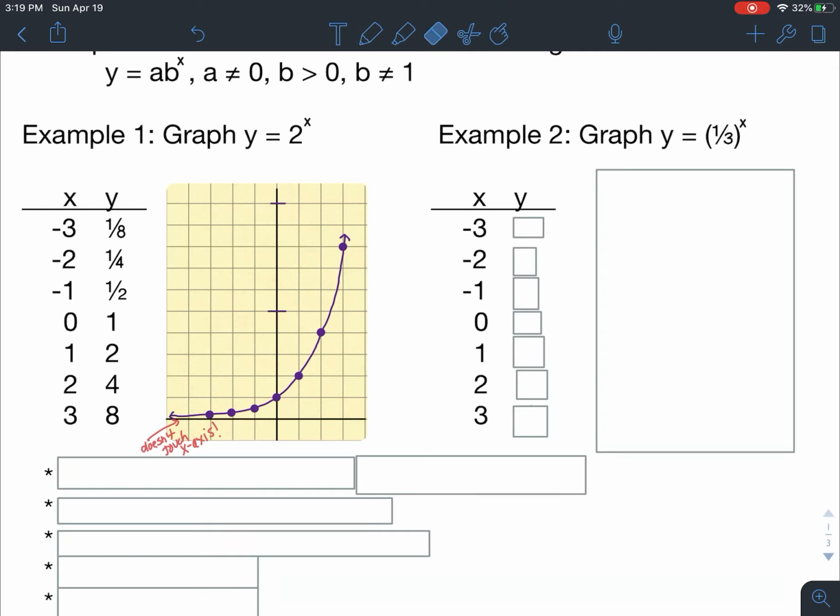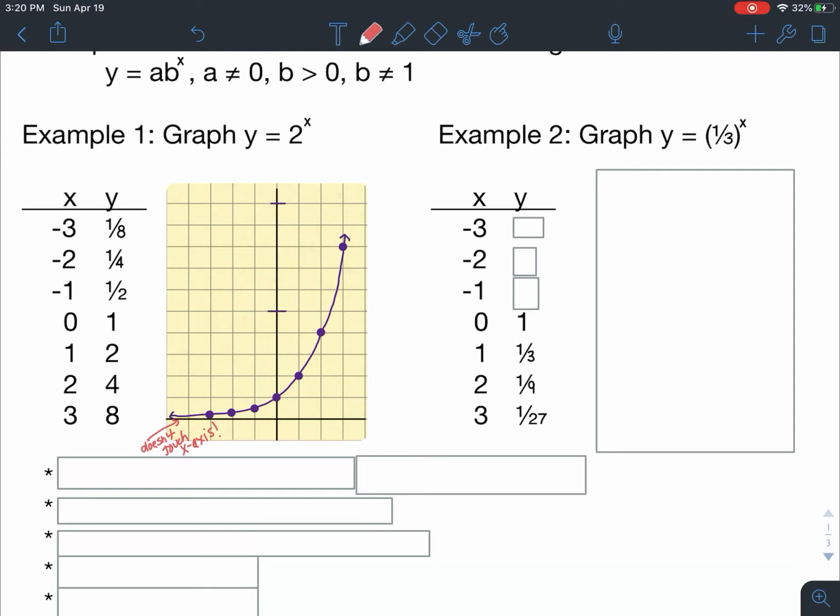So over here we have y equals 1/3 to the x. So let's do what I just said this time. So let's put in 0 for x first. So 1/3 to the 0 power, well, anything to the 0 power is 1. 1/3 to the first power is still 1/3. 1/3 to the second power, so let's think about that. 1/3 to the second, that equals 1/9. That okay? And then 1/3 to the third power would be 1/27.